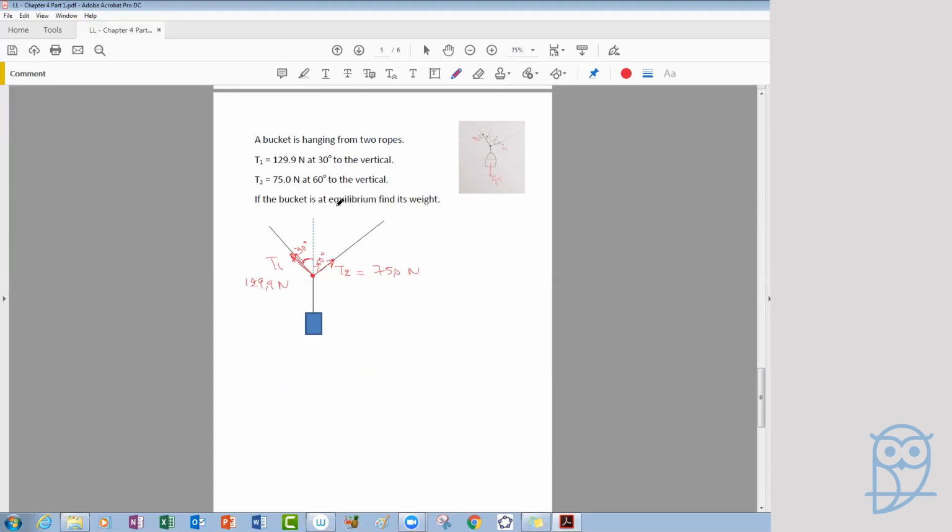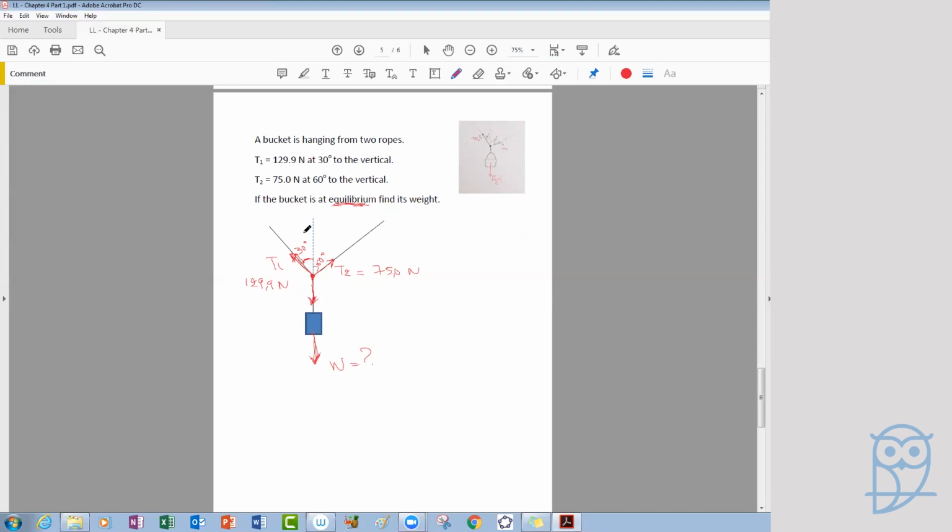If the bucket is at equilibrium, find its weight. How much is it? Remember that the weight acts on the bucket, but we can translate it along the same line so that we have all the forces starting from this common point, so that we can apply the condition for equilibrium, which means all forces acting on the vertical must be zero, and all forces acting on the horizontal axis are also zero.